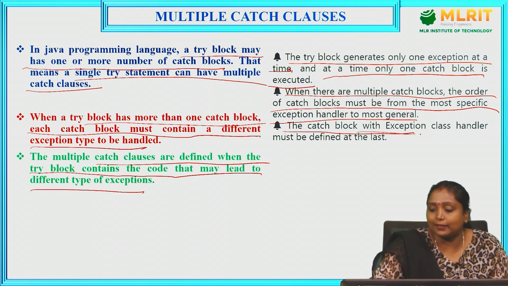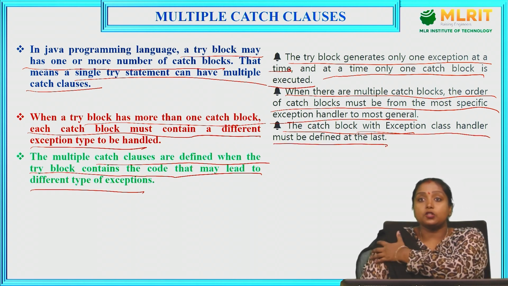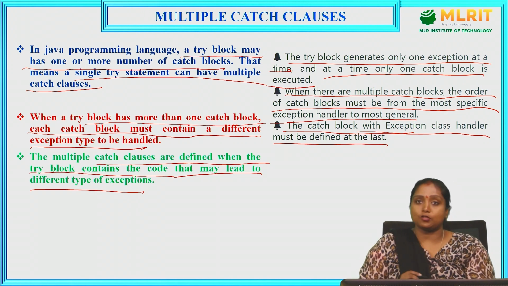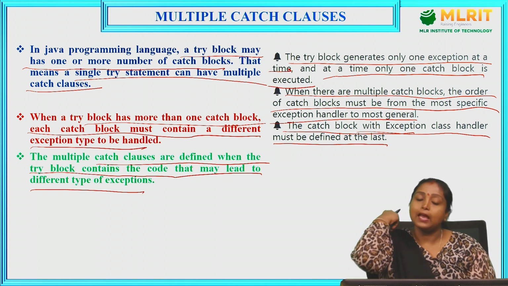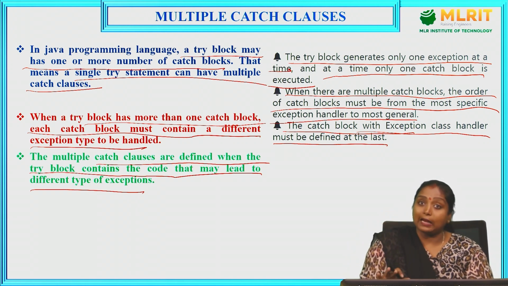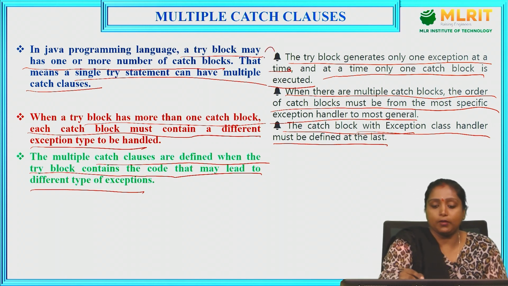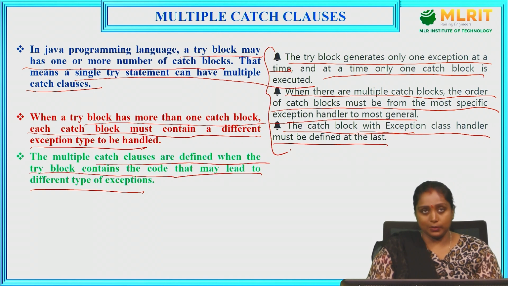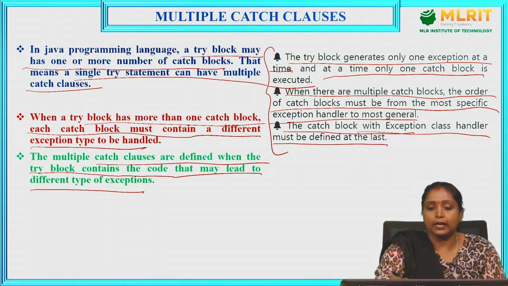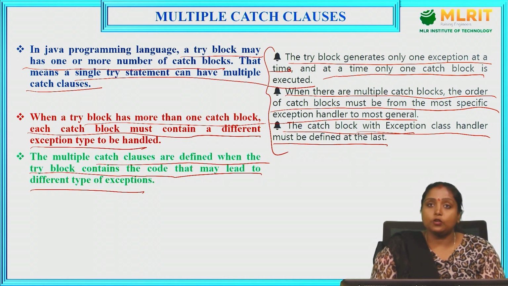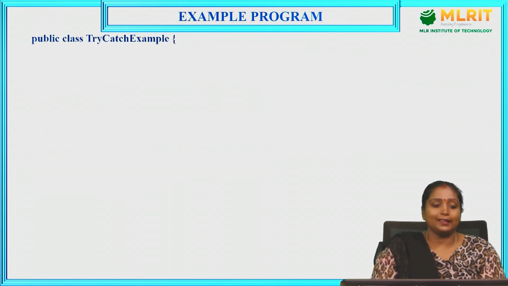The catch block with the Exception class handler must be defined at the last. For sure, if you are using multiple catch clauses, the Exception class handler must be defined at the last. So these are the 3 note points you must keep in mind when you are writing multiple catch clauses. Example: so this is an example program.